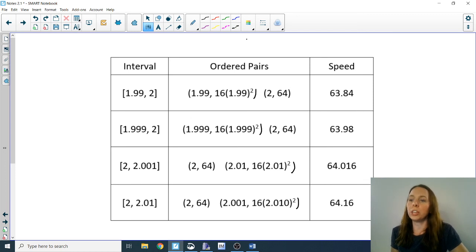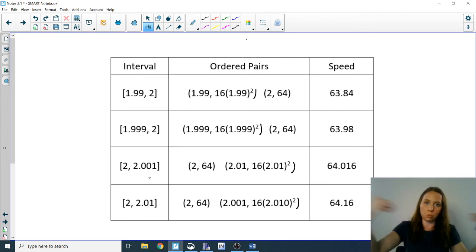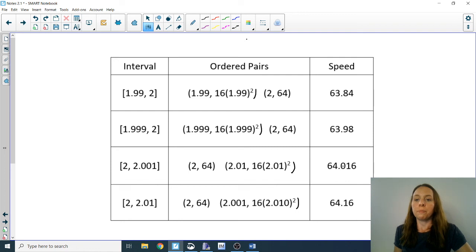If you change the starting point to 1.999 to 2, you can see the difference in our first ordered pair, and you can see a slightly higher speed of 63.98. If you change the ending point instead of the starting point, so here we're starting at 2, but we're going to 2.001, or really maybe we'd say let's start at 2.01 and then move to this one, 2.001. I wanted to show them in a progression of approaching. That's why they're in this order. You can see that you get slightly higher speeds, 64.016 and 64.16.